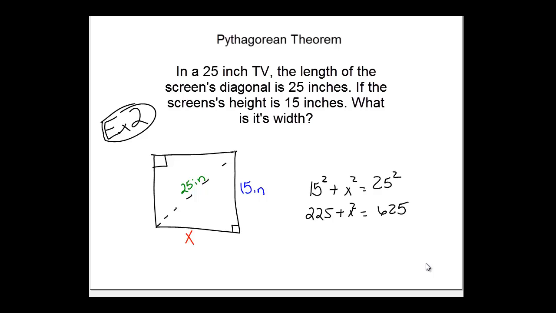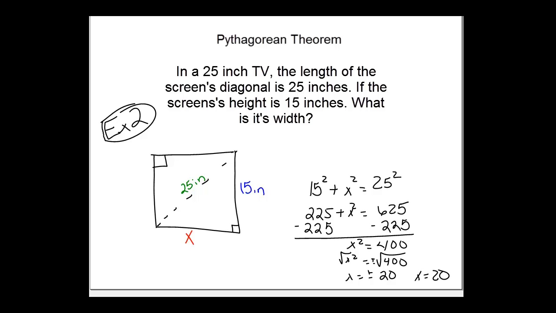Now, you're going to try to solve for x, so you're going to subtract 225 from both sides, and you get x squared is equal to 400, and the square root of x squared equal to the square root of plus or minus 400, you get x is equal to plus or minus 20. But we know you can't have negative dimensions, so we know that x is equal to positive 20. So therefore, x is equal to 20.